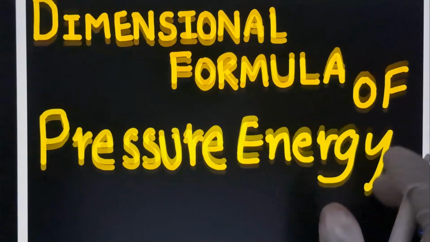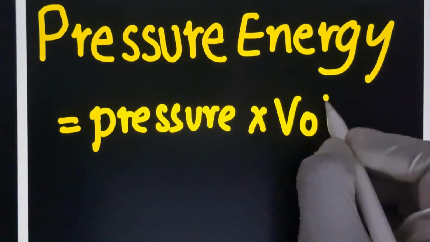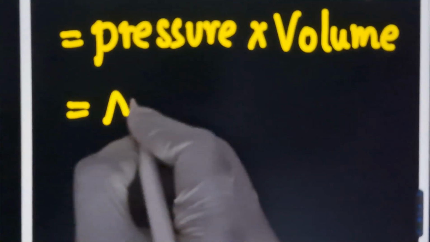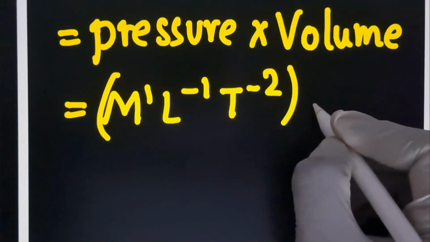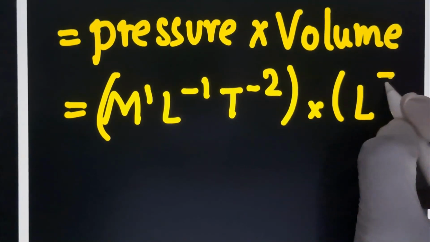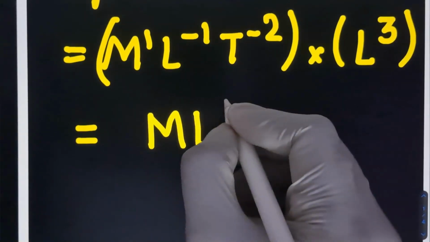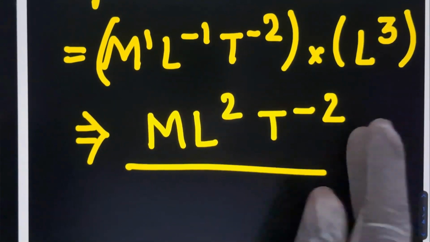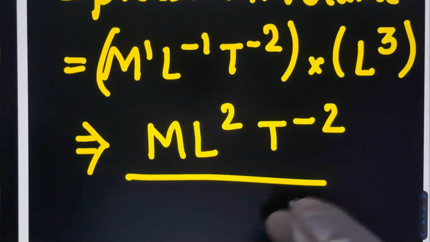To find the dimensional formula of pressure energy. Pressure energy is equal to pressure into volume. So we have to know the dimensional formula of the pressure first. You can find it in the channel playlist. The pressure is equal to m power 1 L power minus 1 t power minus 2, and volume is length into breadth into height, and it is L cube. So we multiply them, m power 1 L power plus 2 t power minus 2. We get the dimensional formula of the pressure energy as m power 1 L power 2 t power minus 2.